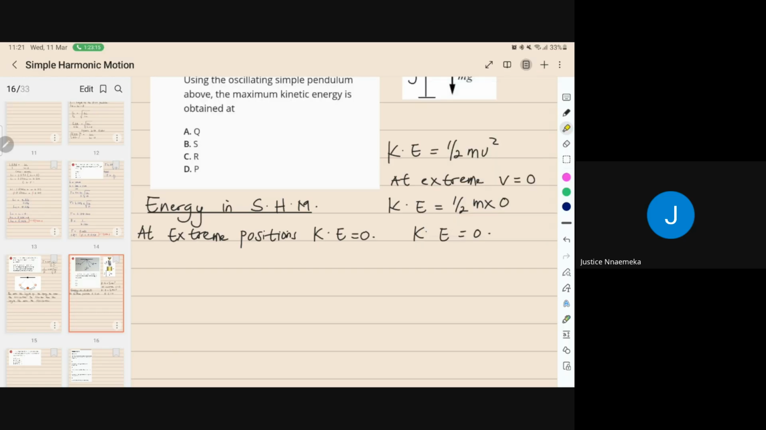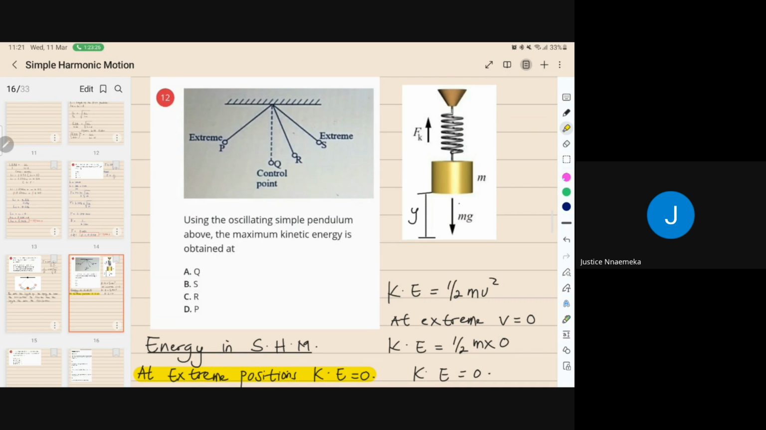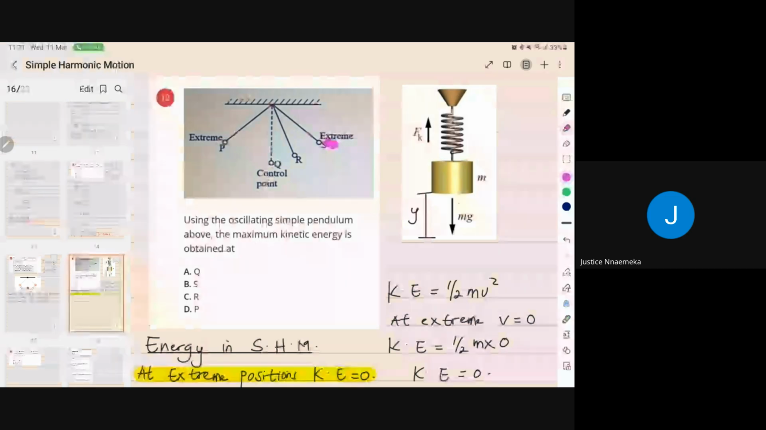Because at that extreme position, the velocity is also equal to 0, because when it gets to that point, it stops moving. At this point, it stops moving. When it gets to this point, it can't move past this point when you displace it. It gets to a particular point, that's the maximum displacement. It stops there. Then it comes back to the center, moves to the extreme, comes back to the center, moves to the extreme. So you can't move past that place. So velocity here at the extreme is 0.